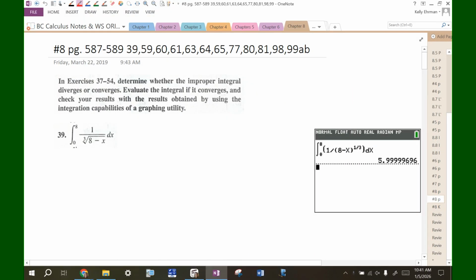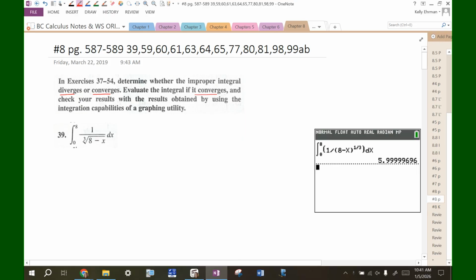All right, this is homework number 8. We're still practicing our integration where we have improper integrals. Determine whether the improper integral diverges or converges. Evaluate the integral if it converges, and check your results with a graphing utility.